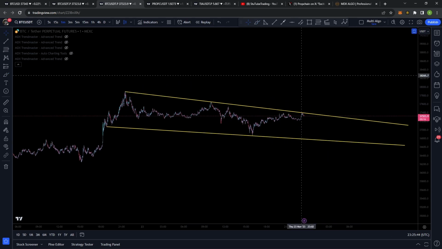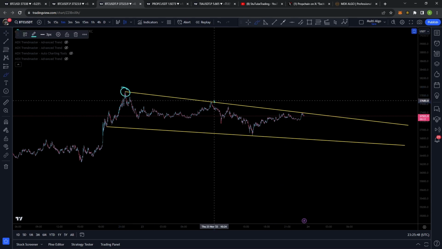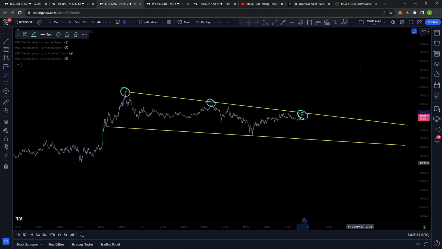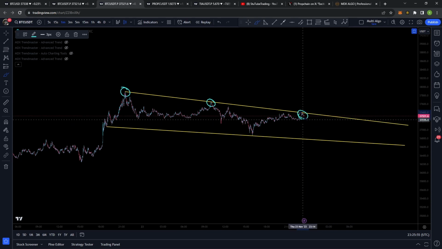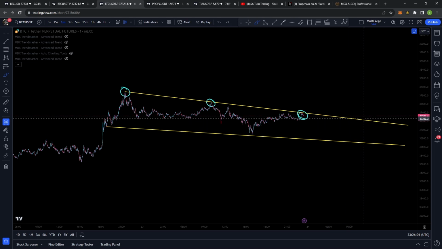So this is one of those times where I love to see 3 exact touch points on a trend line before a breakout. Now that we got that third rejection here, I would be more likely to trust some kind of a breakout retest for an entry for a long position, something like that.